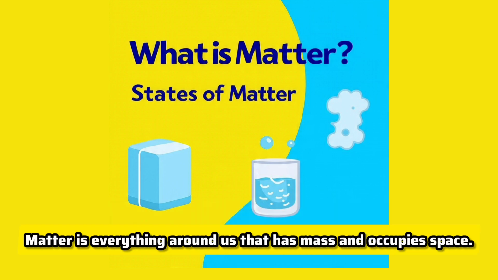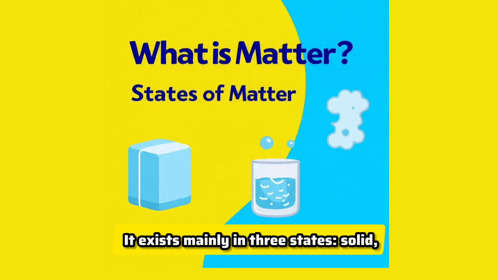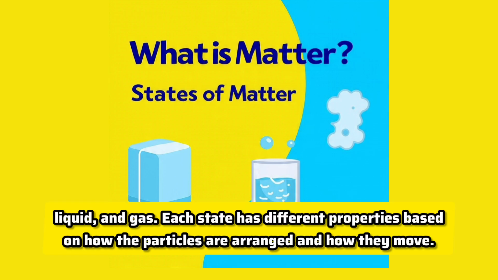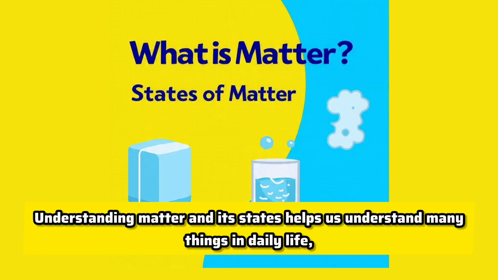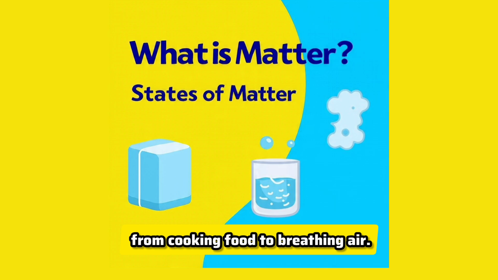Conclusion. Matter is everything around us that has mass and occupies space. It exists mainly in 3 states: solid, liquid, and gas. Each state has different properties based on how the particles are arranged and how they move. Understanding matter and its states helps us understand many things in daily life, from cooking food to breathing air.